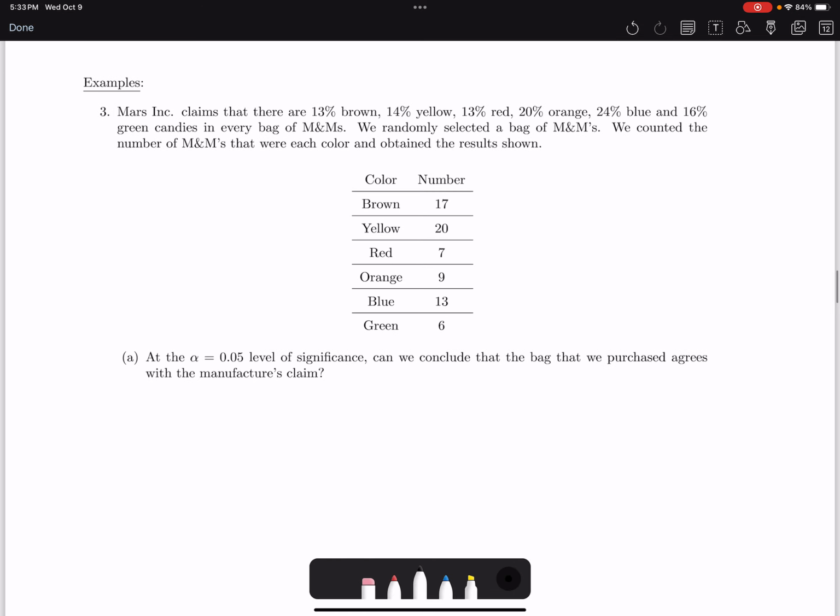So let's take a look. Example 3 here says Mars Inc. claims that there are 13% brown, 14% yellow, etc. Right? This should look familiar, I think. Candies in every bag of M&Ms. We randomly select a bag of M&Ms, and we counted the number of M&Ms that were each color, and we obtained these results here. At the 0.05 level of significance, can we conclude that the bag that we purchased agrees with the manufacturer's claim?